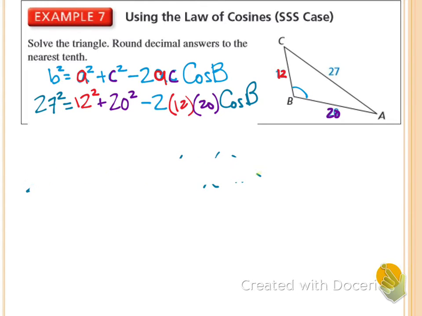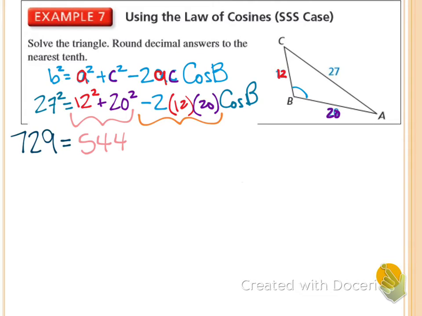So here's what we can do. You can go ahead and type in, obviously 27 squared won't change. 27 squared is 729. You can type in these two together because they're just 12 squared plus 20 squared. They're not attached to anything. They're being added together. So what do we get for that? 544. You can multiply these all together, but it's still attached to cosine of b. So whatever we get is still in front of cosine of b. So what is negative 2 times 12 times 20? Negative 480.